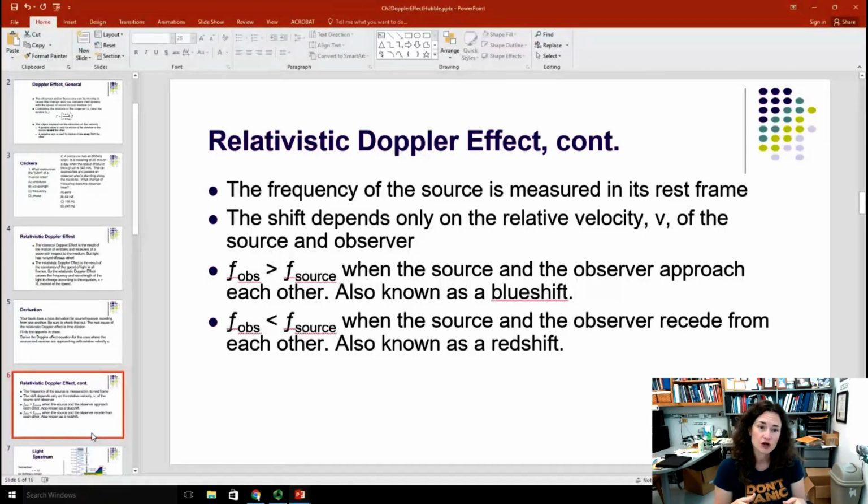If the observed frequency is less than the frequency at the source, that's when the source and observer are moving away from each other, and this is known as a redshift. Now, in terms of which direction the shift goes and whether they're receding from or approaching one another, this is the same kind of relationship that we saw in the classical Doppler effect. So things are kind of as expected. If they're moving away, the frequency is less. If they're moving towards, the frequency is greater. Kind of the same idea.